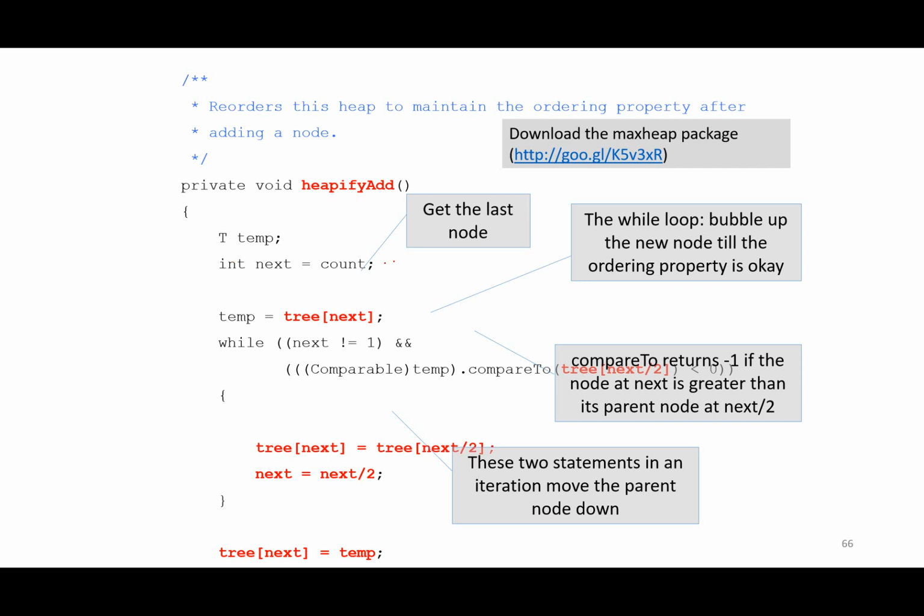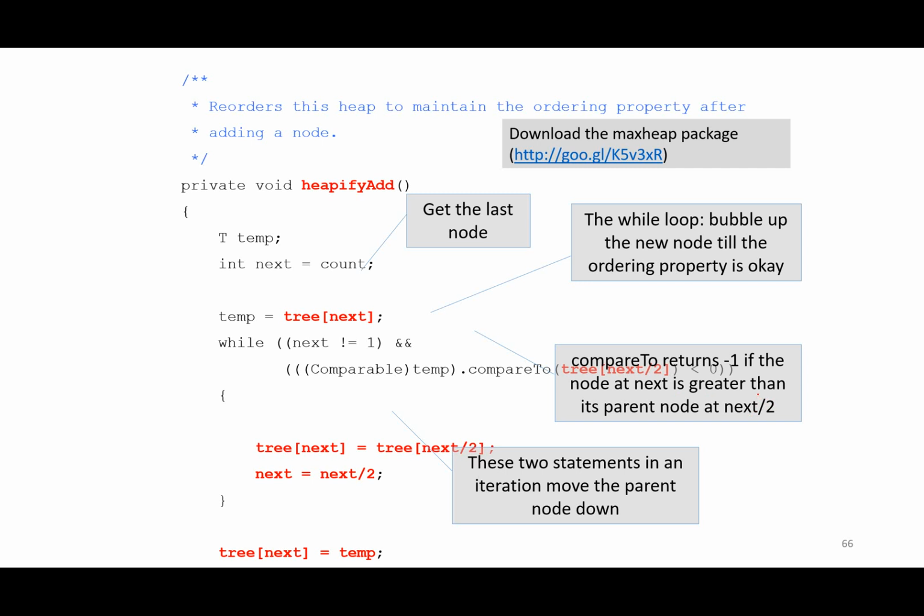The first statement gets the last node. The second one, the while loop, bubbles up the new node until the order property is okay. So this is the while loop that does that. And it compares, and returns negative 1 if the node at the index is greater than its parent node at index divided by 2.